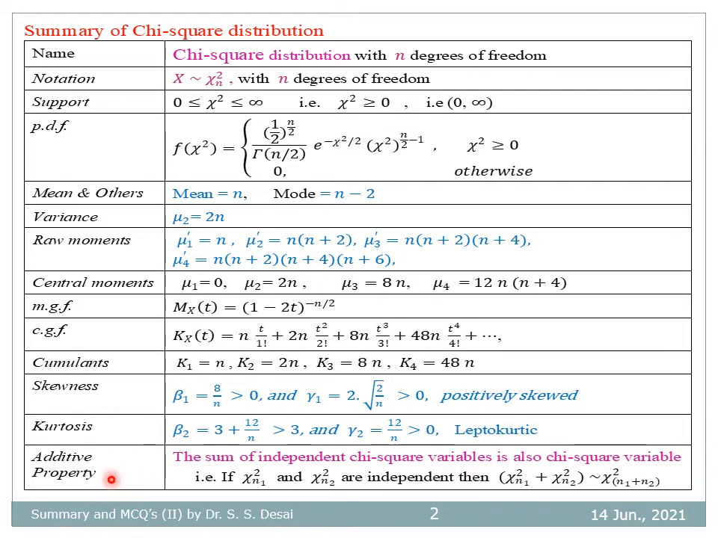And last one is additive property. The sum of independent chi-square variables is also a chi-square variable. That is, if chi-square with n1 and chi-square with n2 are independent, then chi-square n1 plus chi-square n2 follows chi-square n1 plus n2.